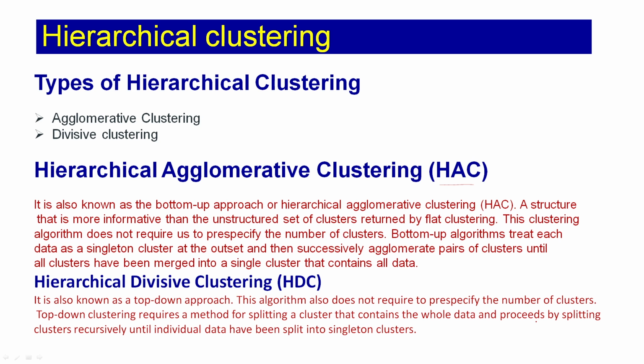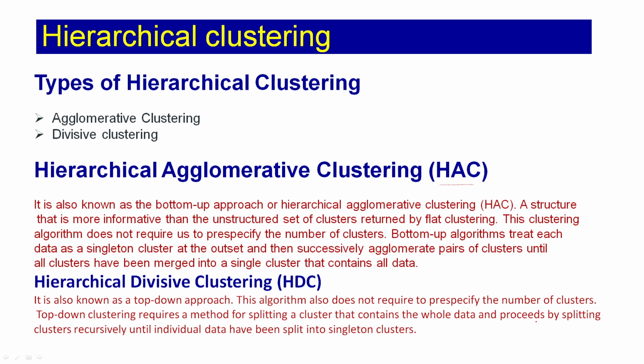A structure is more informative than the unstructured set of clusters returned by flat clustering, which is what k-means clustering is. This clustering algorithm does not require us to specify the number of clusters, which we have already told you. This algorithm treats each data point as a singleton cluster at the outset, then successively agglomerates pairs of clusters until all clusters are merged into a single cluster that contains all the data, and that is like a dendrogram.